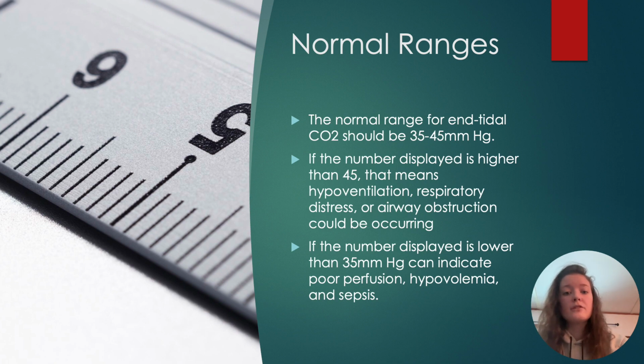If it's higher than 45, that means your patient is hypoventilating, they're in respiratory distress, or an airway obstruction could be occurring. If the number is displayed as lower than 35 millimeters of mercury, it can indicate poor perfusion, hypovolemia, and sepsis, among a few things.